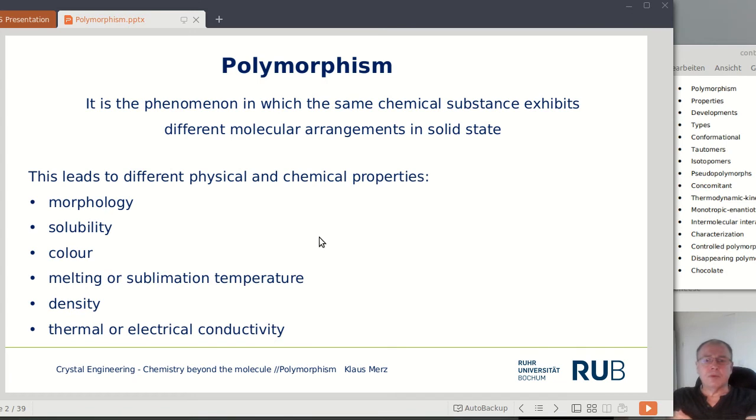Well, this different molecular arrangement could lead to different physical and chemical properties. So that means that several properties of a substance are not directly attributed to the molecular structure, but they are attributed to the molecular packing.